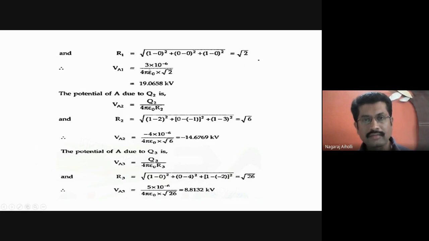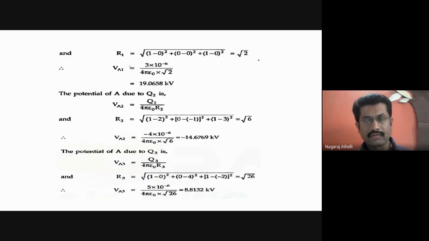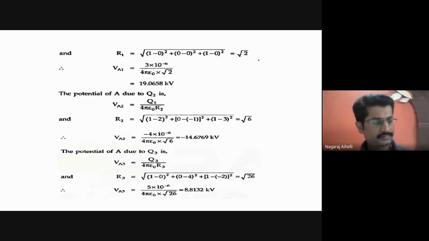Just verify your answers. 3 into 10 raised to minus 6 divided by 4 pi epsilon naught into root 2 comes out to this value. Just cross verify your answers, students. Quickly do this step. All answers are correct. Okay, fine. What about other students? Have you all solved this? Same you are getting? Fine.